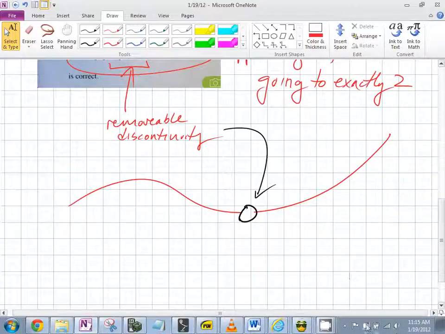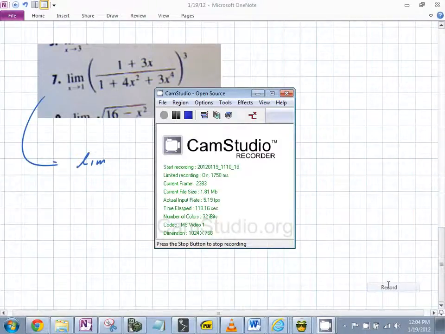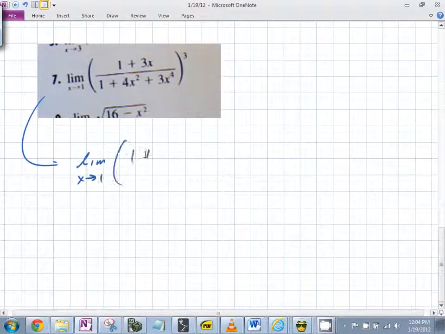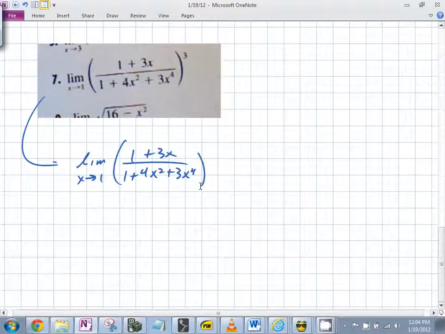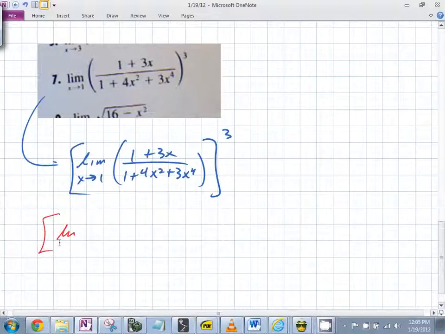That's equal to the limit as x goes to 1 of 1 plus 3x over 1 plus 4x squared plus 3x to the 4th, all to the 3rd power. So that's the first, and I think they give you like numeric. This is limit law number 2 or whatever. I don't know the correlation in your book. Then you know that it's the limit as x goes to 1 of 1 plus 3x divided by the limit, and that's a bad way to do division, I know, but I'm just stuck doing one line. 1 plus 4x squared plus 3x to the 4th, all raised to the 3rd power.